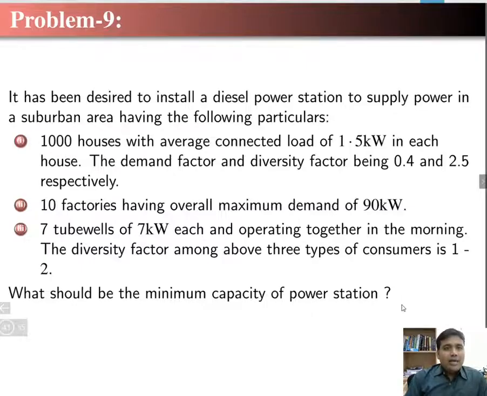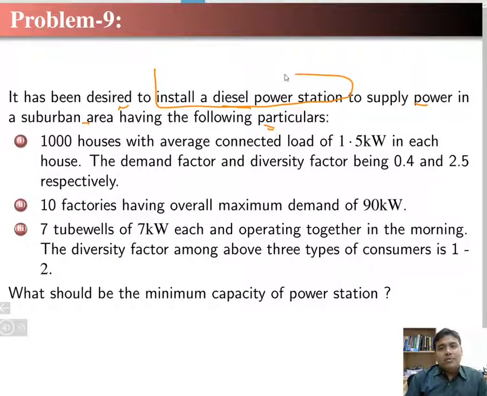Problem number 9. It has been desired to install a diesel power station to supply power in a suburban area having the following particulars. So you need to install a diesel power station to supply power with the condition that there are 1000 houses with an average connected load of 1.5 kilowatt in each house, and the demand factor and diversity factor are 0.4 and 2.5 respectively.